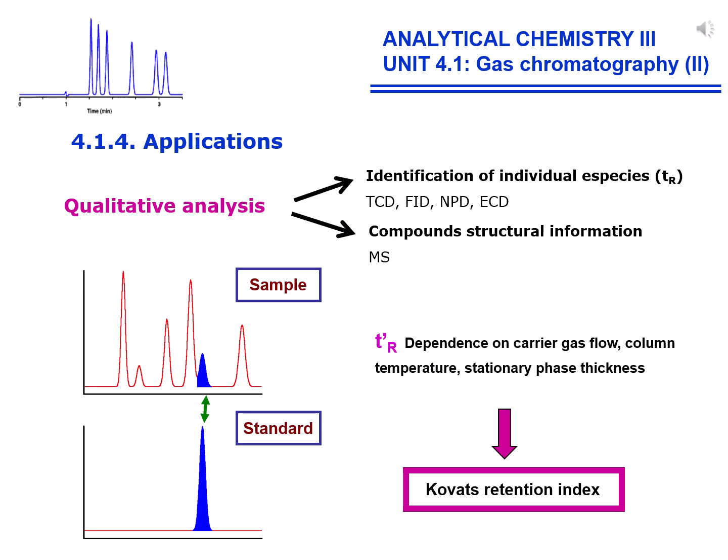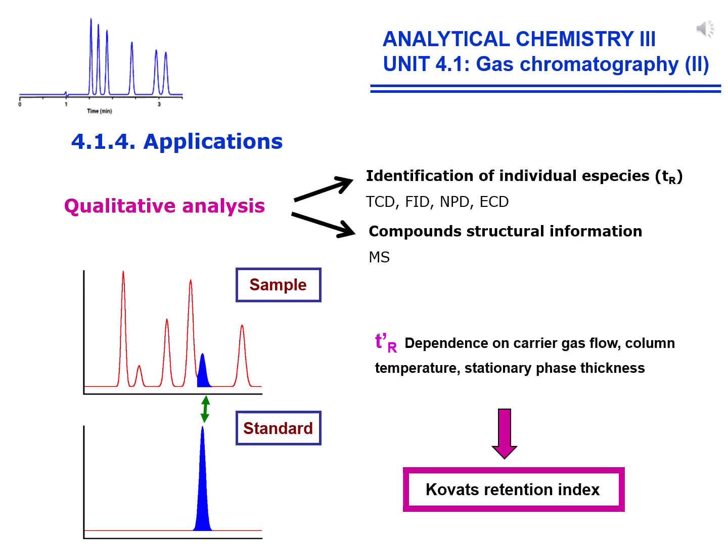Or we can determine the identity of the compounds through the structural information provided by specific detectors such as mass spectrometry. The retention time is not always the ideal parameter for the identification of a compound since it depends on the temperature of the column, the flow rate of the carrier gas, and the thickness of the liquid stationary phase film, among others.